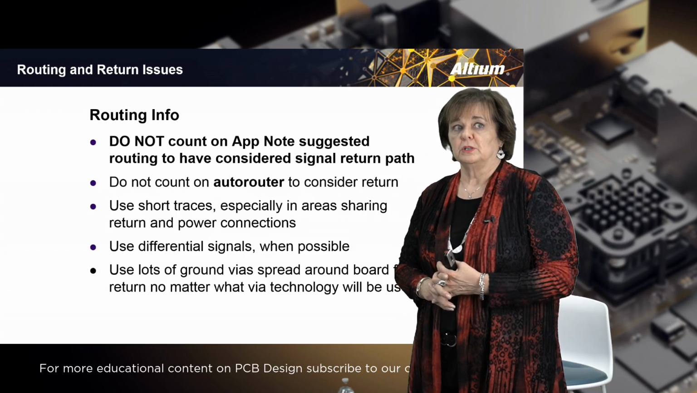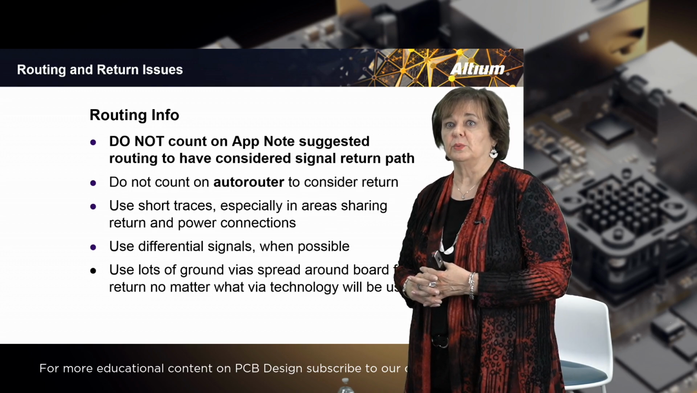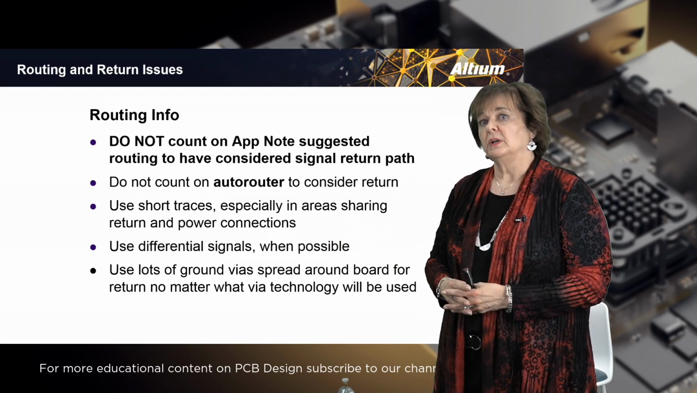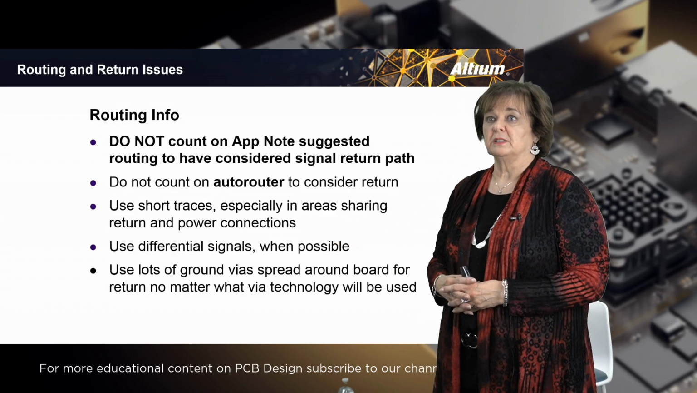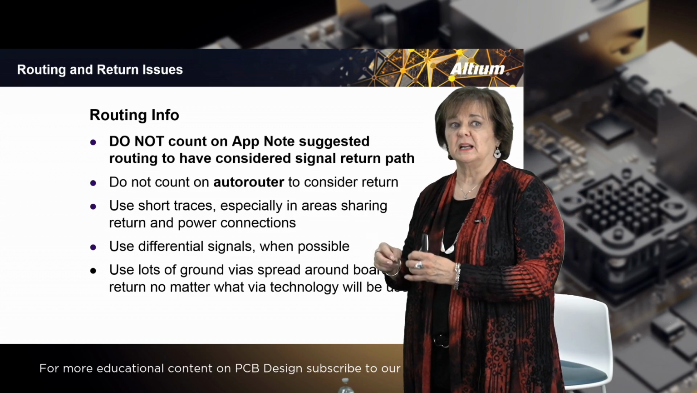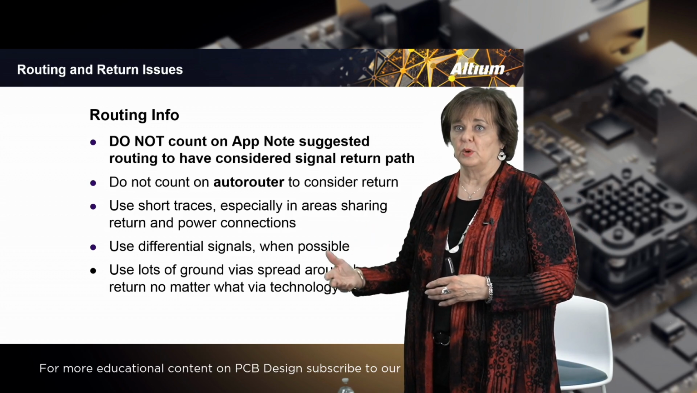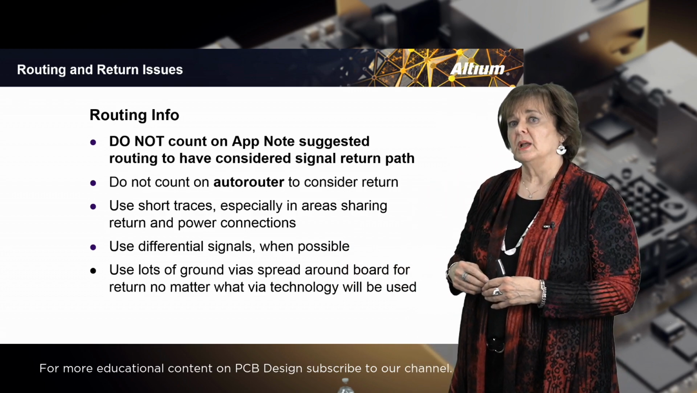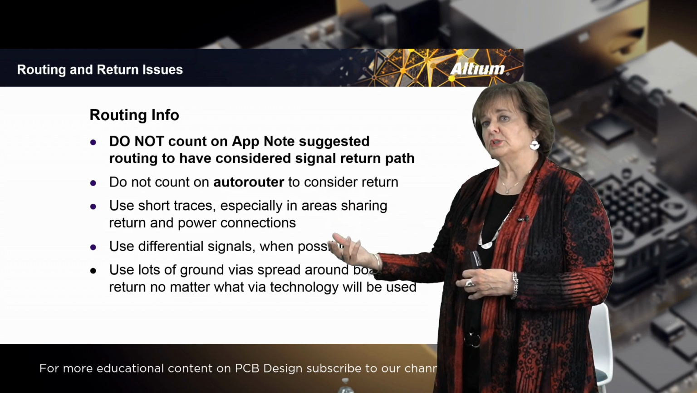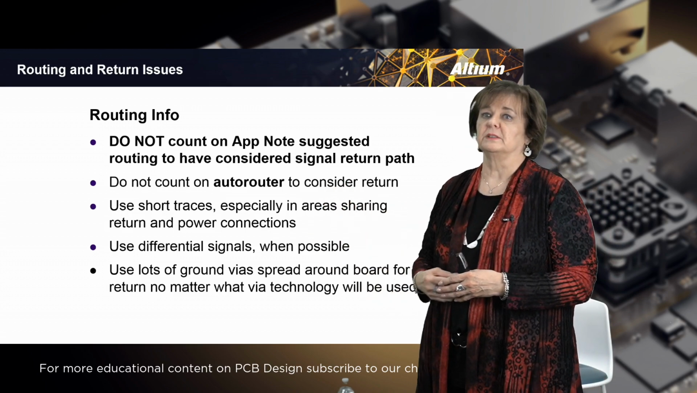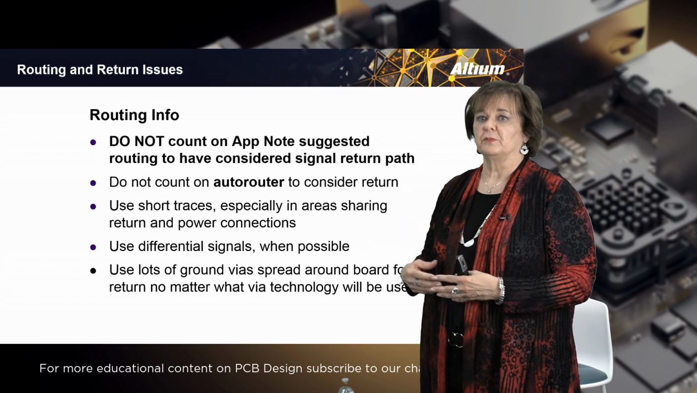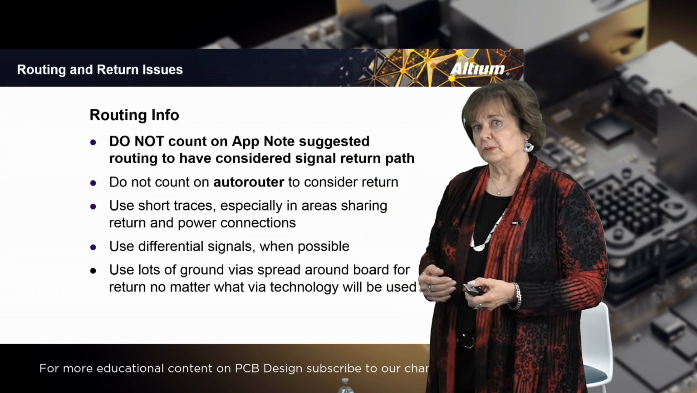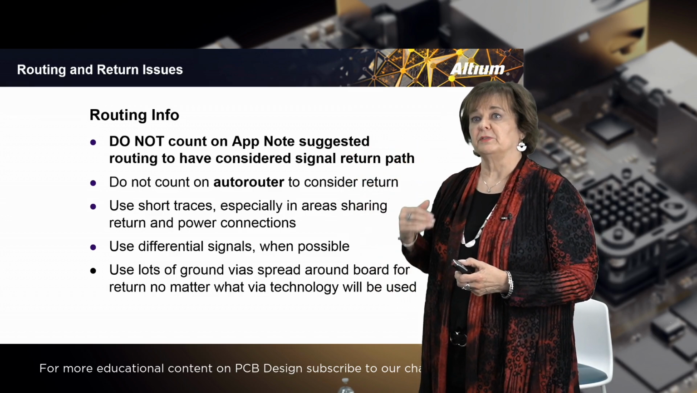You want to use short traces, especially in areas sharing return and power connections, because you don't want them bleeding over from one to the other. You want to use differential signals when possible, because that is the nicest, cleanest way for the signals to route from one place to the other. And spread lots of ground vias throughout the board. And if you're using power and have multiple power layers, spread lots of power vias throughout the board so that there's a good path for the return of those signals, and the potential is the same on all the different layers of the board, all the different ground layers or all the different power layers.